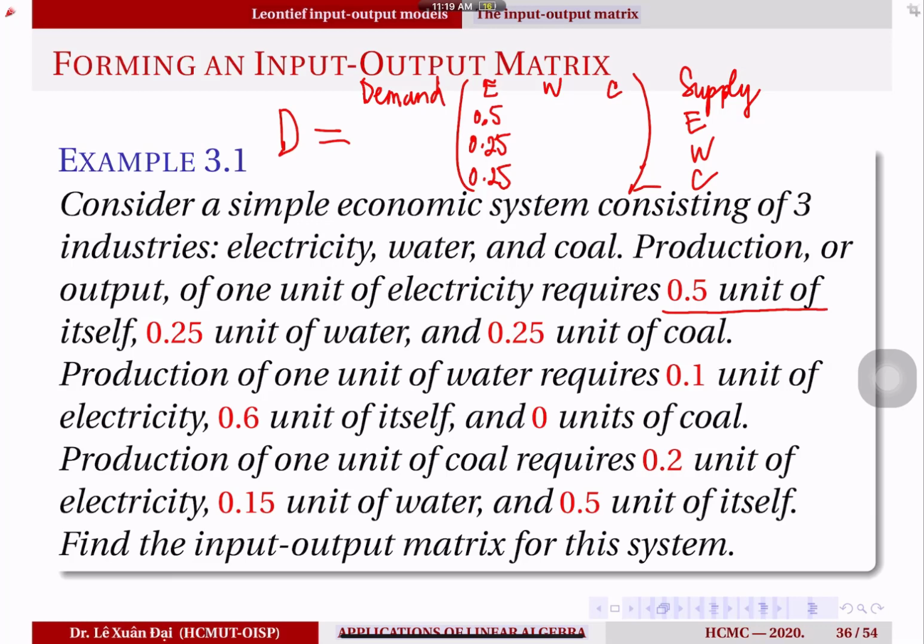Production of 1 unit of water requires 0.1 units of electricity, so the demand of water from electricity is 0.1, 0.6 units of itself, and 0 units of coal. The demand of coal is 0.2 from electricity, 0.15 from water, and 0.5 from itself. So then you will receive the input-output matrix of the system.